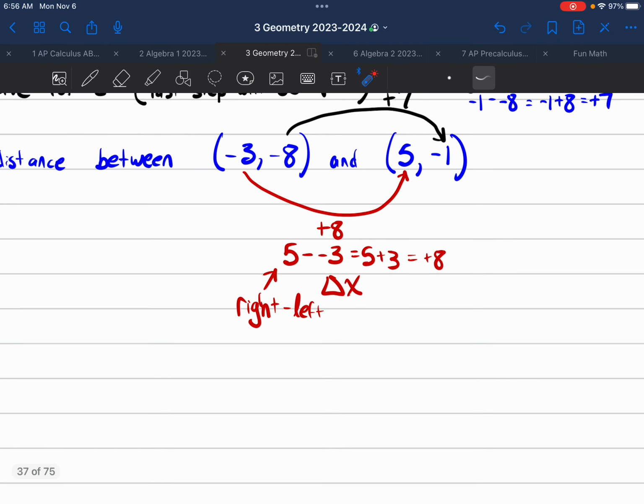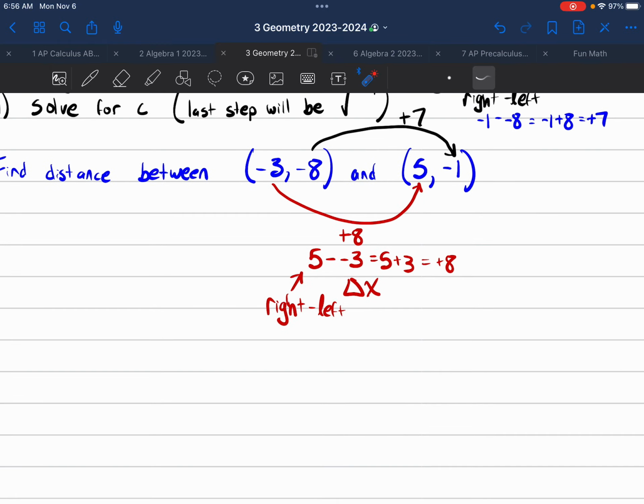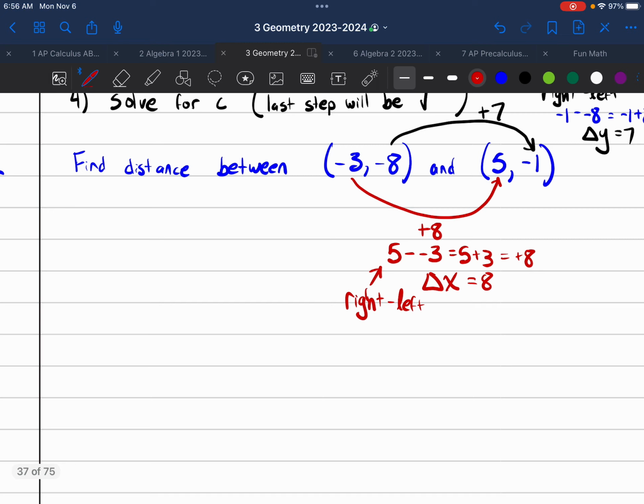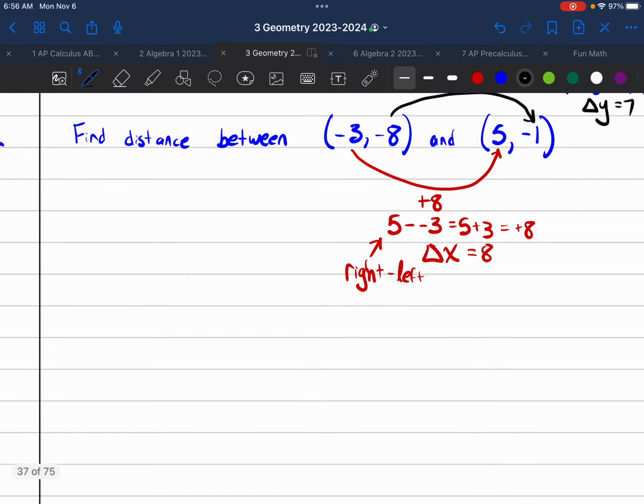I said I was going to go as fast as possible, but I'm still thoroughly explaining myself, aren't I? We have the change in x. We have the change in y. So I'll say that this was the change in y up here. So the change in y was equal to 7, and the change in x down here was equal to 8. And then we plug it into the Pythagorean theorem. So we come down here and say, okay, I'm ready. I have my a squared plus b squared is equal to c squared ready to go.